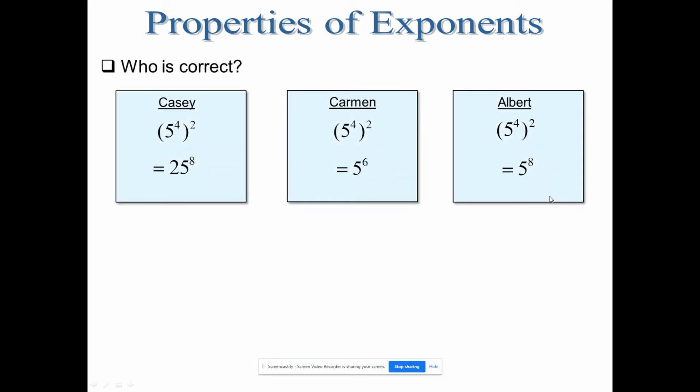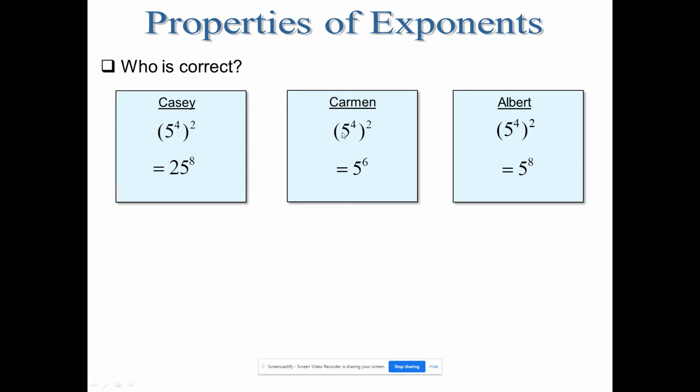So let's see who is correct here. Is it Casey? Is it Carmen? Or is it Albert? Who did the rule correctly? Okay, so one thing students might think about, they might want to square the base. But no, if you remember these rules, you don't change the base. So I know Casey's wrong because they changed the base, right? The base of 5.